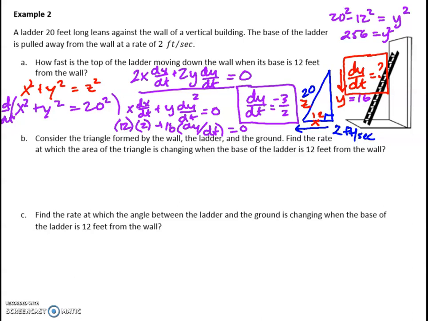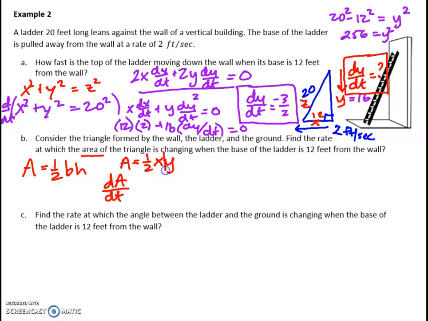In question B, I asked you to consider the area, the triangle formed by the wall, the ladder, and the ground. Same scenario, but I want the rate at which the area is changing. That means I need to introduce area. So what is the area of a triangle? 1/2 base times height. In a right triangle, the base and height are the legs, so more specifically, 1/2 x times y. Now, before I do the derivative, I'm going to check and see if x or y stay constant, but they don't.